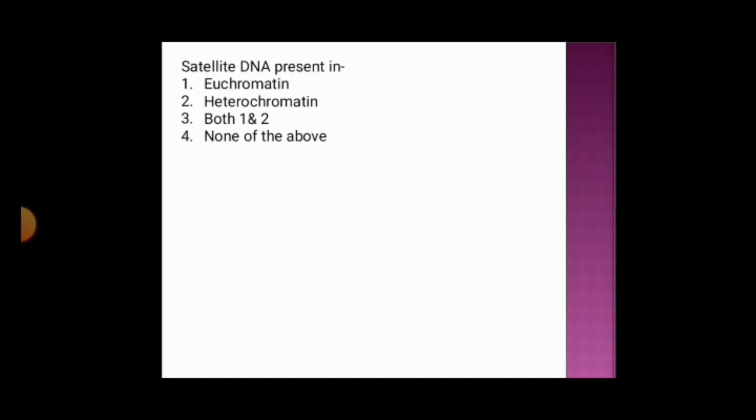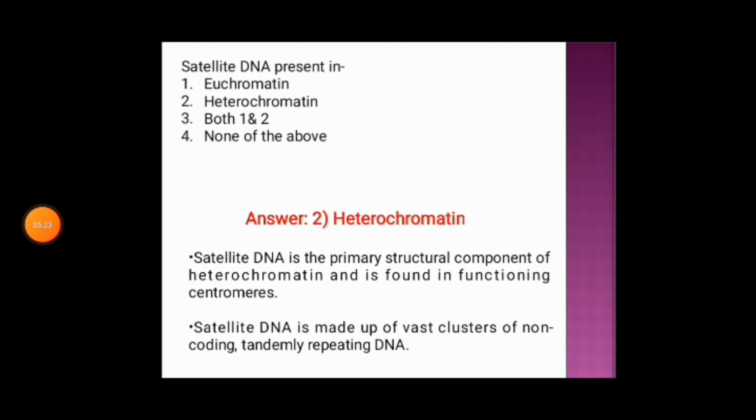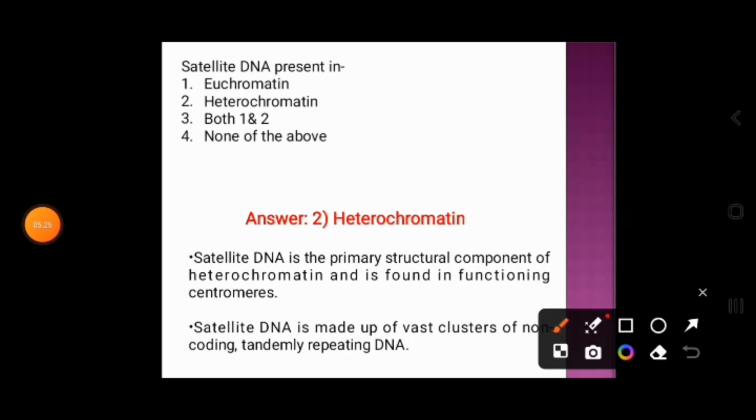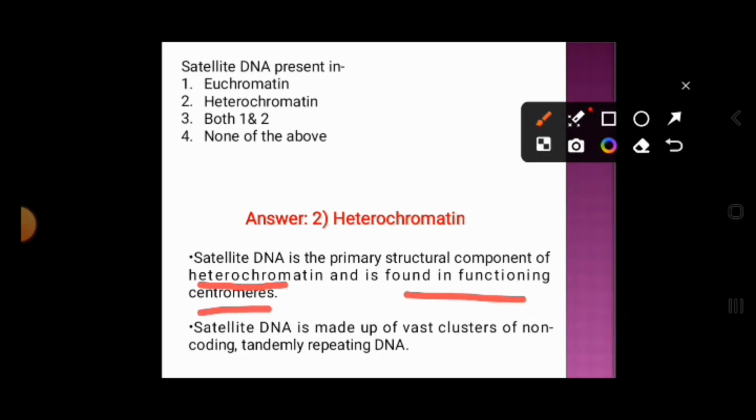Next question. Satellite DNA is present in: option 1 euchromatin, option 2 heterochromatin, option 3 both 1 and 2, and option 4 none of the above. And the correct answer is option 2, heterochromatin. Now let's discuss what satellite DNA is. Satellite DNA is the primary structural component of heterochromatin, which is found in the functioning centromere. The satellite DNA is made up of vast clusters of non-coding, tandemly repeating DNA.